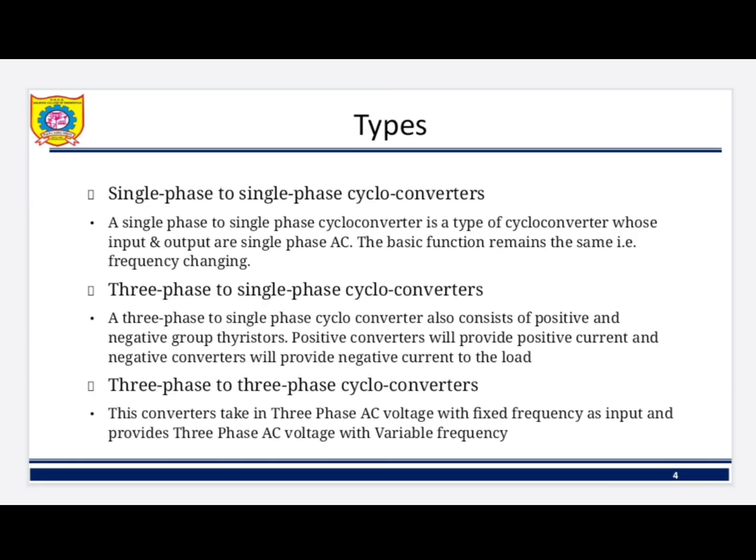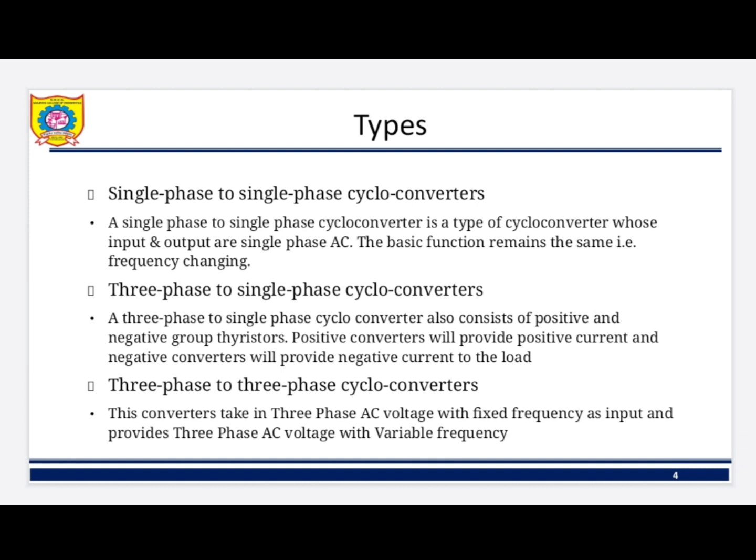These are the types of cycloconverter. Single phase to single phase cycloconverter: a single phase to single phase cycloconverter is a type of cycloconverter whose input and output are single phase AC. The basic function remains the same, that is, changing the frequency.